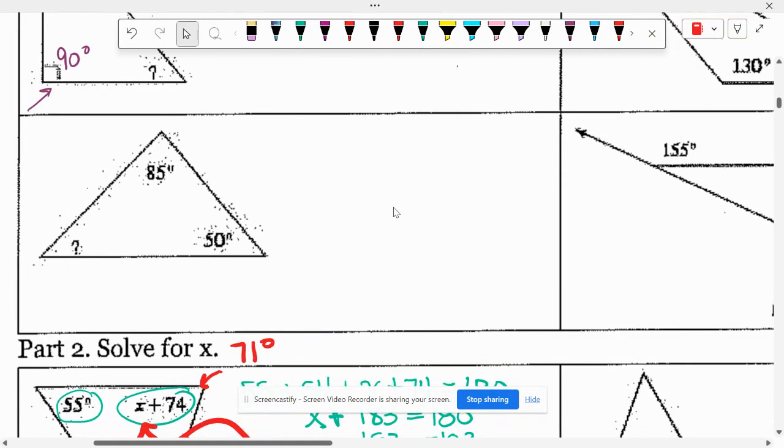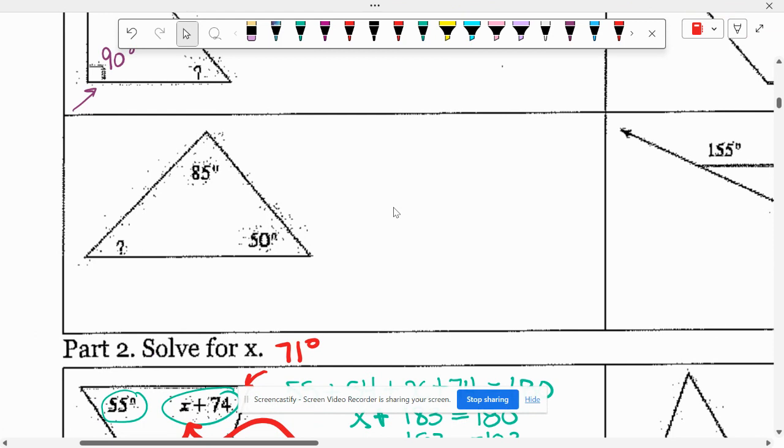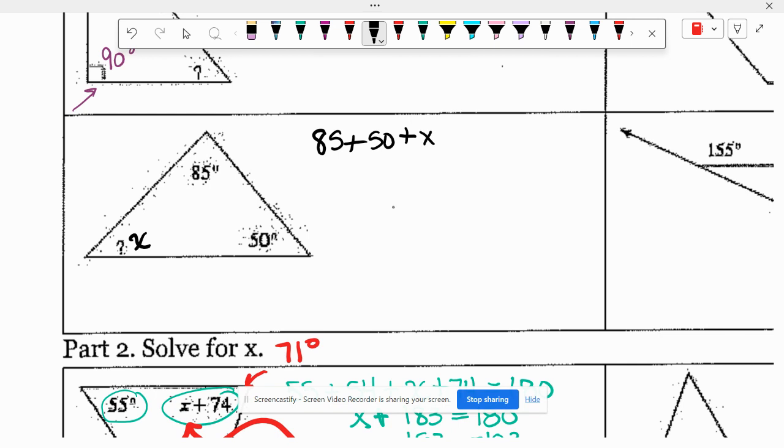So I have this one. We're going to call this missing angle what? X. I'm going to freeze the screen. You guys are going to set it up and solve it. This should not be hard. You actually learned the triangle sum theorem in 6th grade. Set it up.